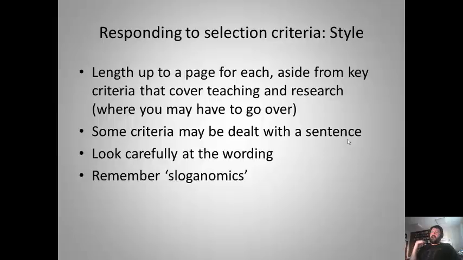But you can go up to say about a page in each, but the key criteria that cover teaching and research, where you might have to outline a kind of course that you want to teach, or a research plan, you can go over 1 page easily, and that's fine. That's really what people want to look at. Some criteria again might just be able to be dealt with in a sentence or a word even.